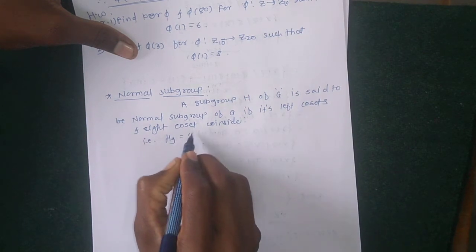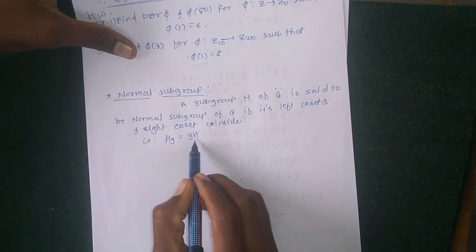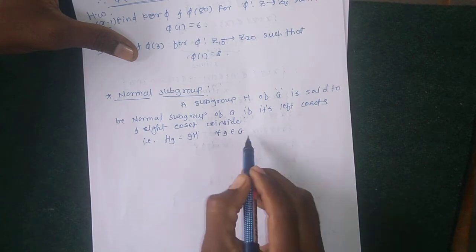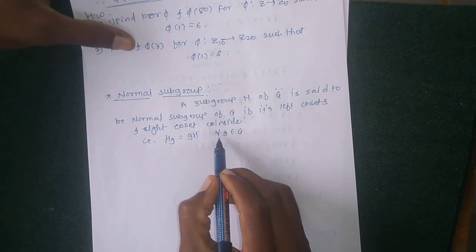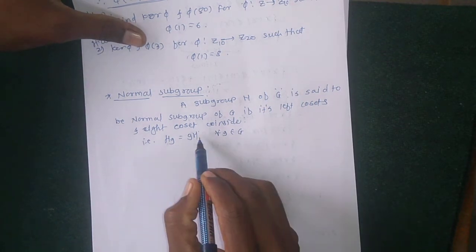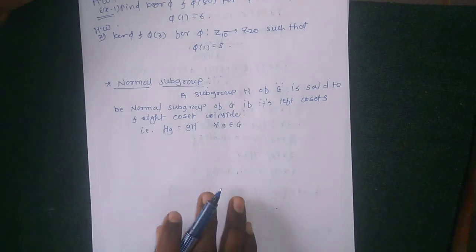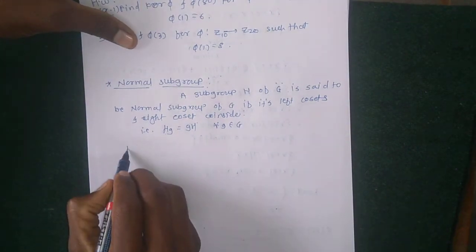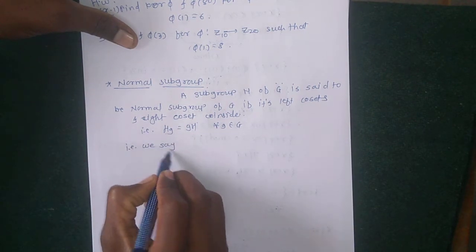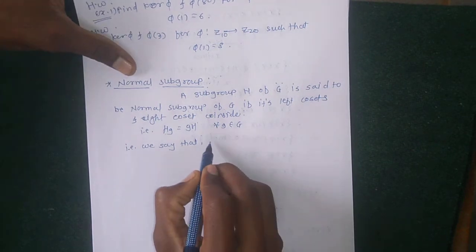That means Hg equal to gH. This is the right coset and this is the left coset, for all g belongs to G. This is a very important condition. For each g belongs to G, if the left coset and right coset are the same, then the given subgroup H is a normal subgroup of G.